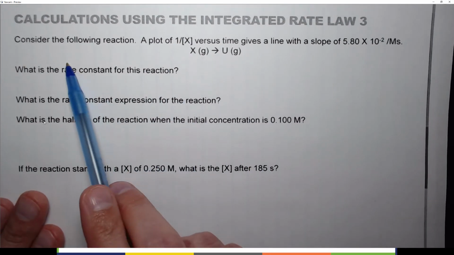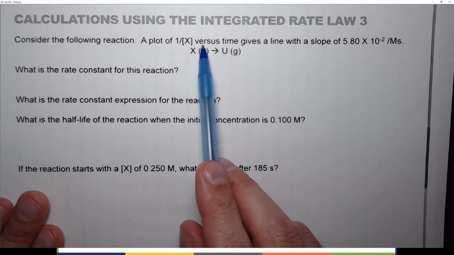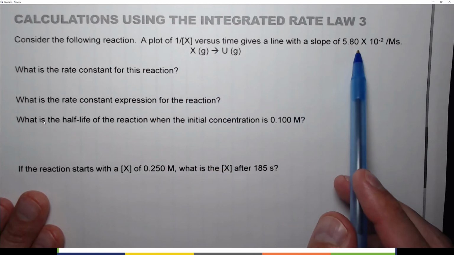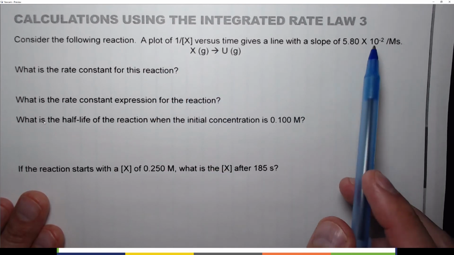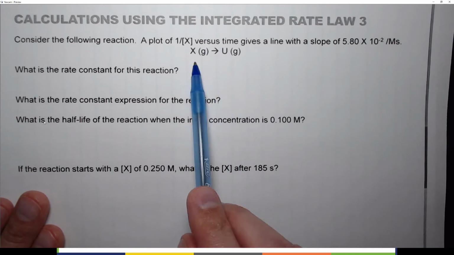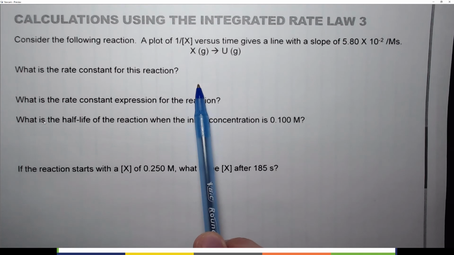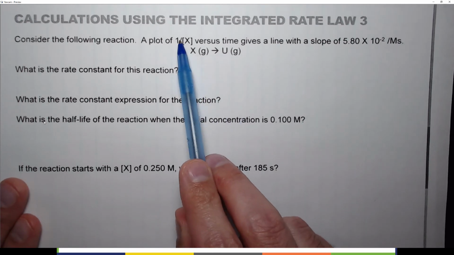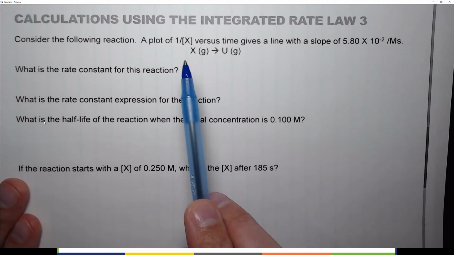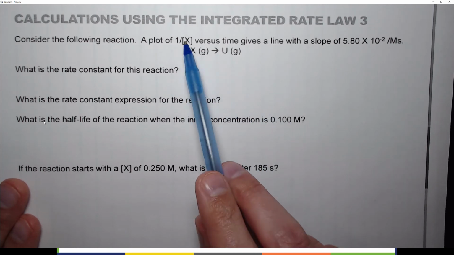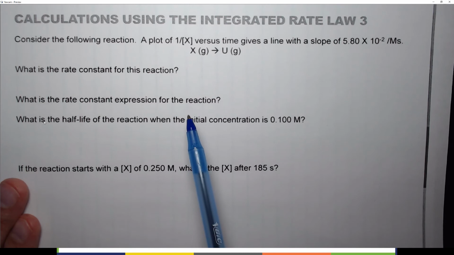So it says, consider the following reaction. A plot of 1 over X versus time gives a line with a slope of 5.8 times 10 to the minus 2 per molar second. And then we have this reaction here. What is the rate constant for this particular reaction? Well, in this case, 1 over the concentration of reactant versus time gives us a straight line, which tells us that this is a second order reaction.